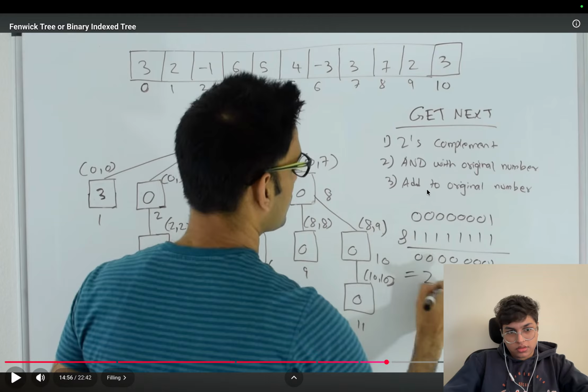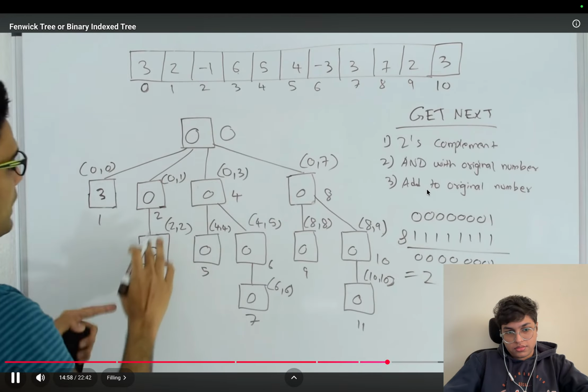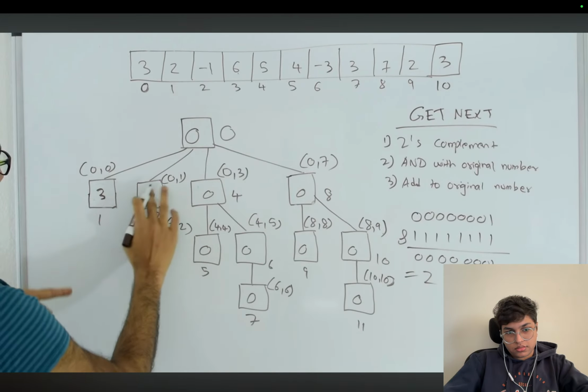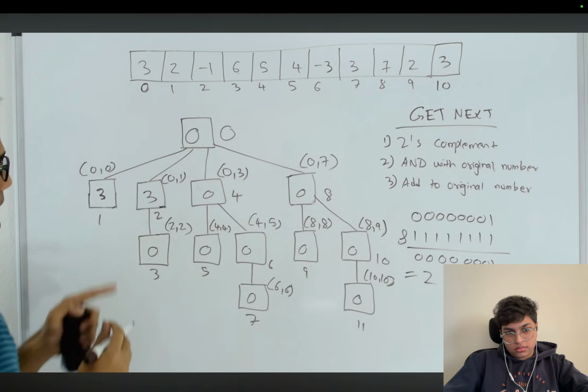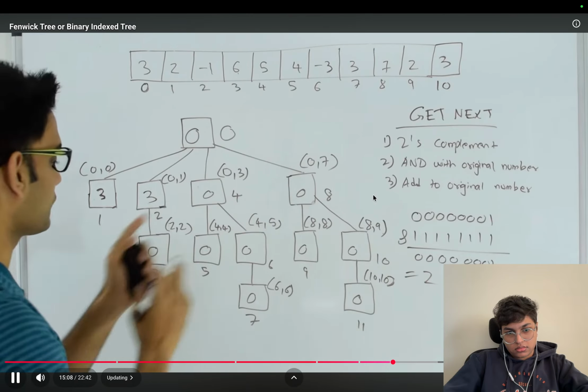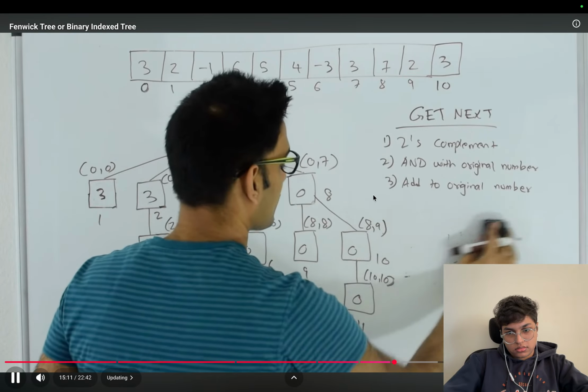That becomes 2. So you go to 2, and whatever value you set at 2, you add this number to that. So this becomes 3. Then find the next node which needs to be updated. So we repeat the same process again of get next.